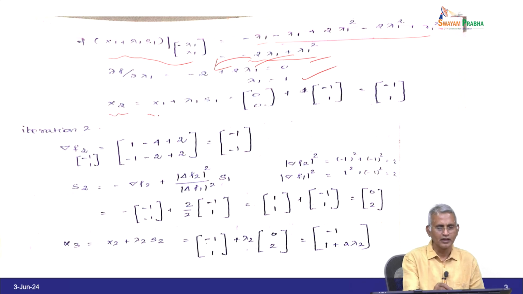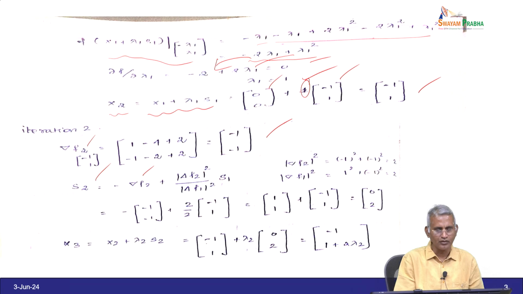Similarly, you go to x2 equal to x1 plus lambda 1 s1. x1 you know is 0 initially, lambda 1 we just now found becomes 1, and s1 we already found as minus 1 comma 1. Multiplying them, the answer is minus 1 comma 1 for x2. Once you have x2, go to the next iteration: delta f2 at minus 1 comma 1. The same procedure, dou f by dou x1, dou f by dou x2 at minus 1 comma 1.